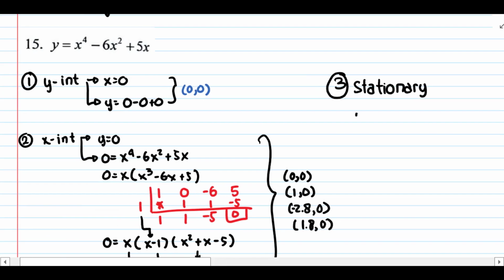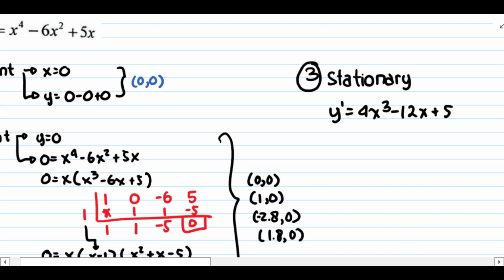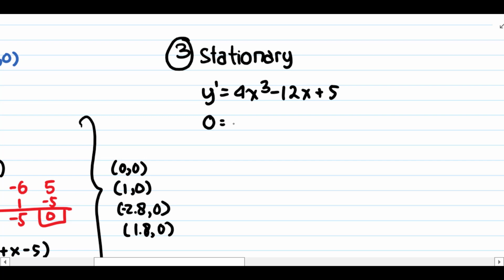That means we have to find y'. y' equals 4x^3 minus 12x plus 5. And then we have to make it equal to 0. 0 equals 4x^3 minus 12x plus 5. The numbers are not so good, so I use my calculator to find the values of x. The values of x are 1.5, x equals 0.5, and also x equals negative 2.